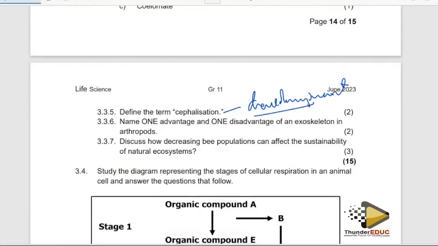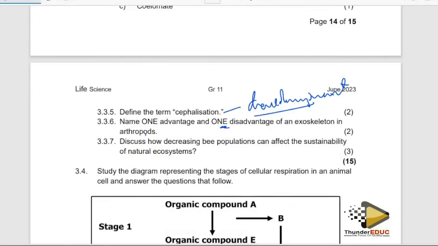Give one advantage and one disadvantage of the exoskeleton to arthropods. The advantage of the exoskeleton is that it shields the animal from physical harm, provides structural support, and facilitates movement. There are a lot of things. It prevents water from being lost. What about the disadvantage? It limits flexibility. It also limits growth. The animal is supposed to molt fast before it changes into a different size.